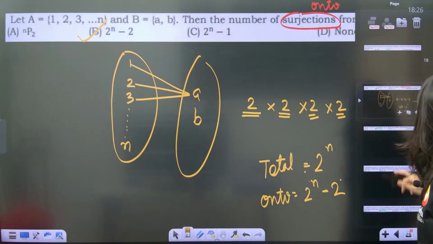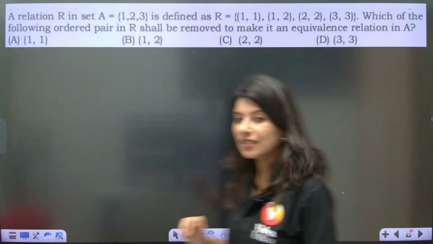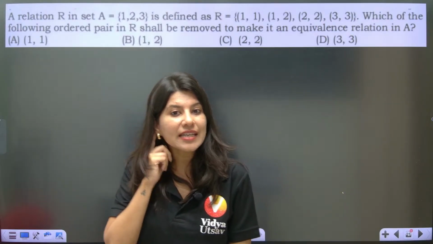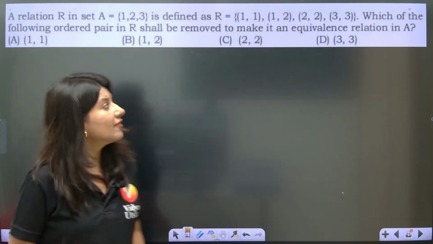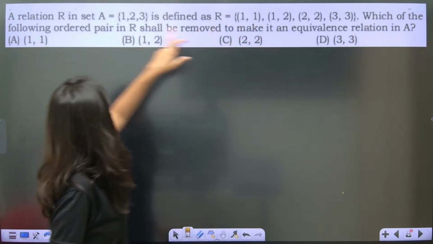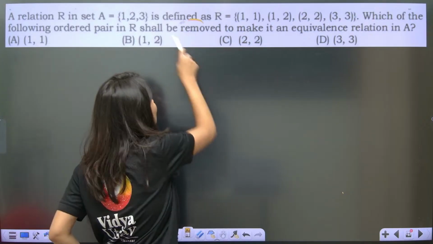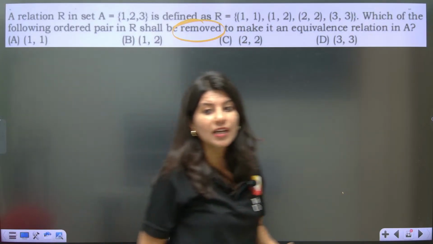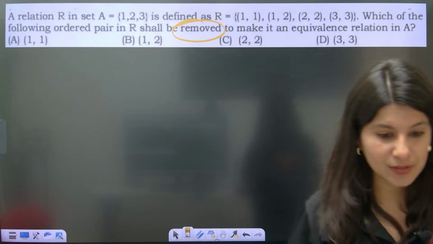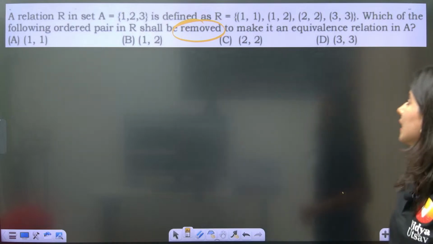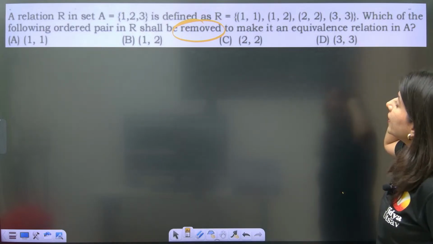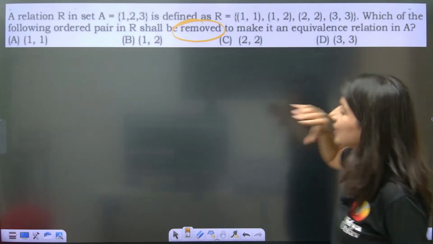All right. Let us mark the next question. A relation R in set A is defined as this. Which of the following ordered pairs shall be removed? Now you need to remove an ordered pair to make it an equivalence relation.